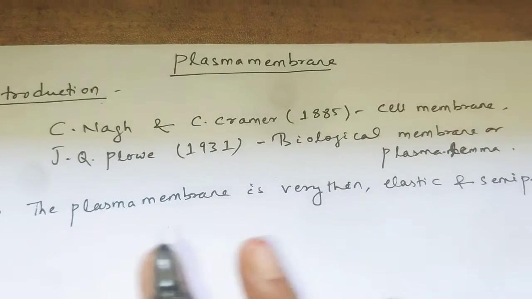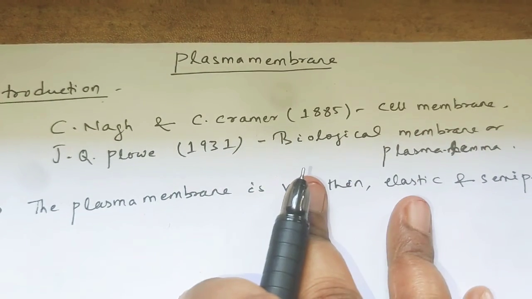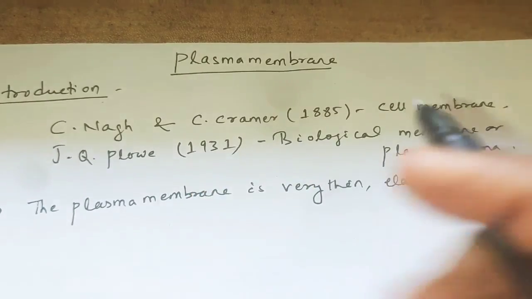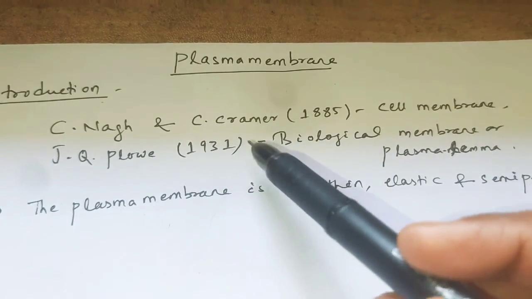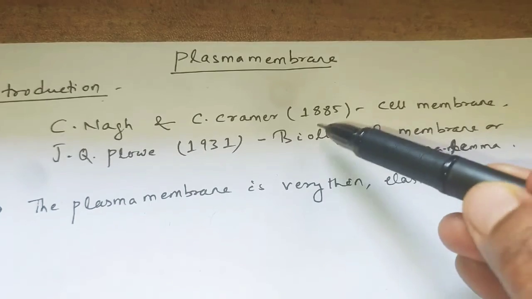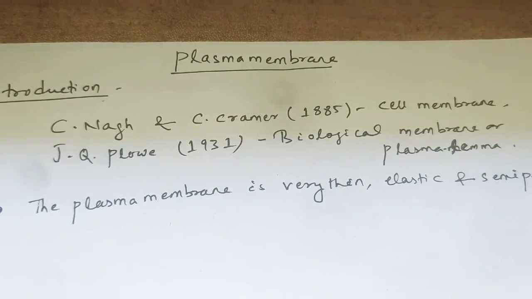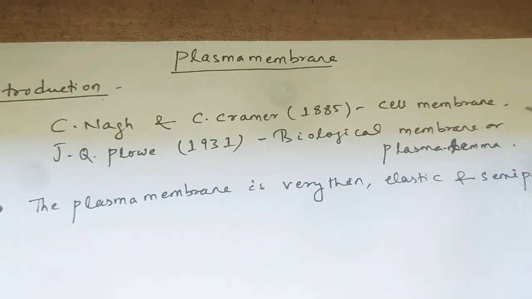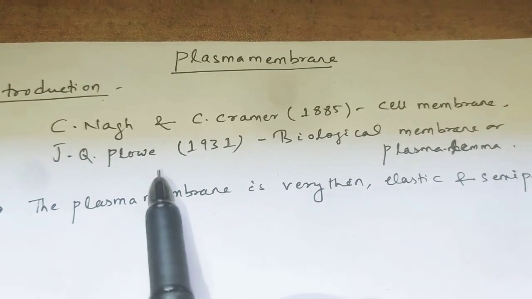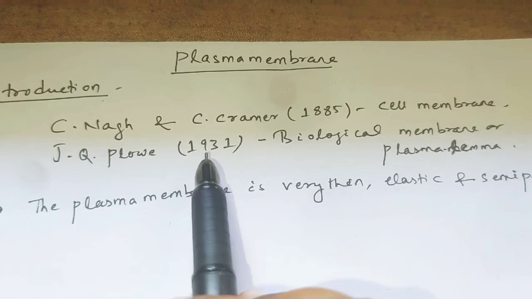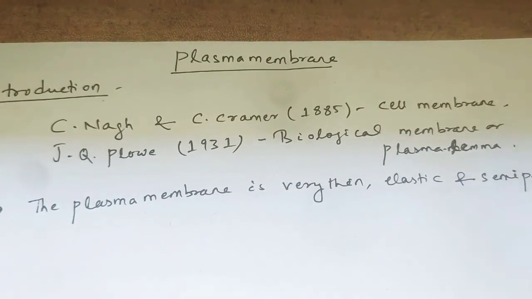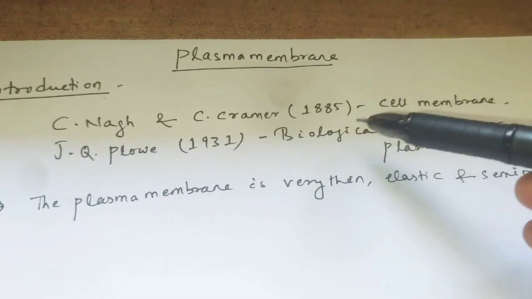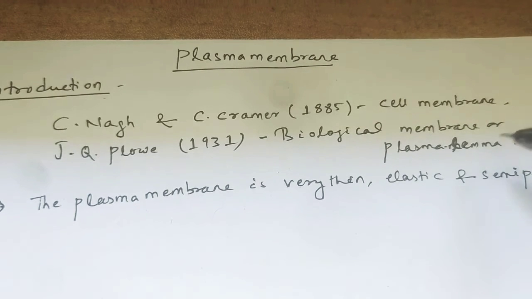Now let's look at some names given by scientists. C. Nageli and C. Cramer, in 1885, named the plasma membrane the cell membrane. Remember, okay? And then J.Q. Plowe, in the year 1931, named the plasma membrane the biological membrane or plasmalemma.